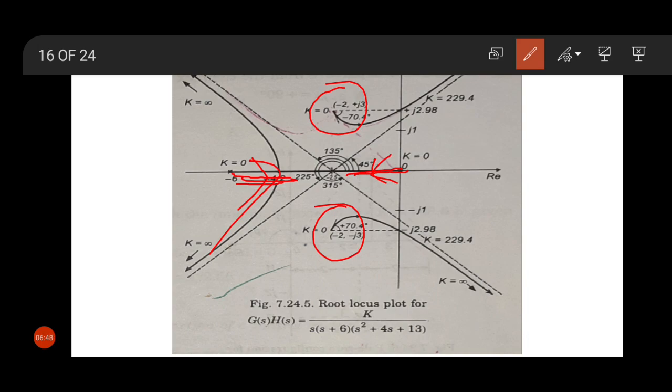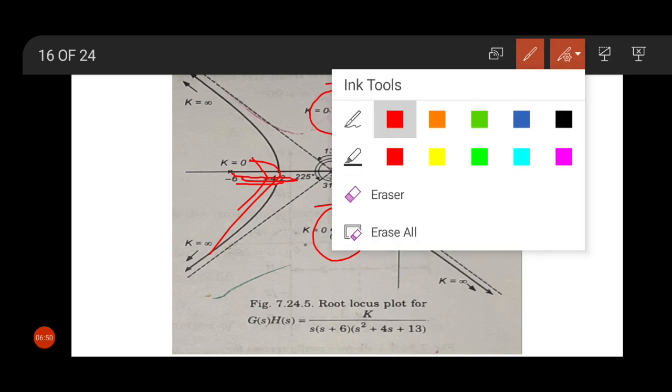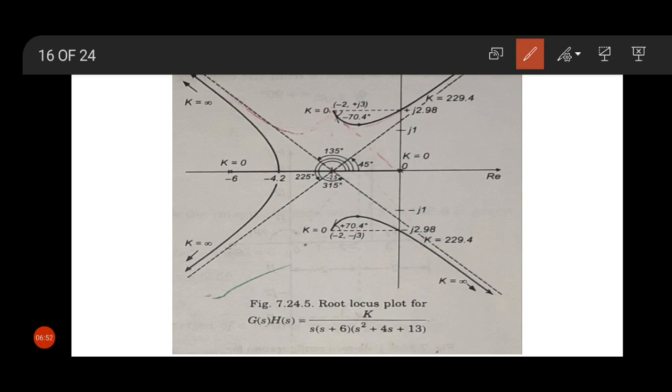Okay, now see here, 2 adjacent poles are there, 0 and -6, and from 0 the locus starts in this way and from -6 the locus starts in this way. Okay, so obviously in this case we will find a breakaway point. So for finding the breakaway point we need to find the characteristic equation.